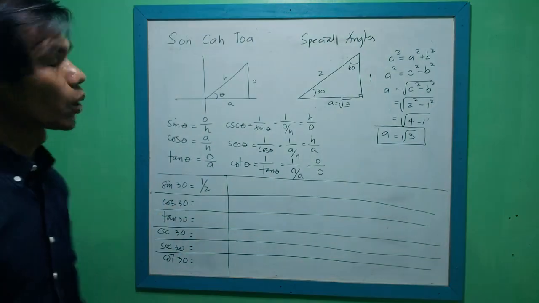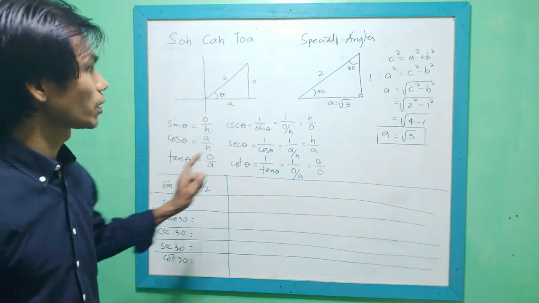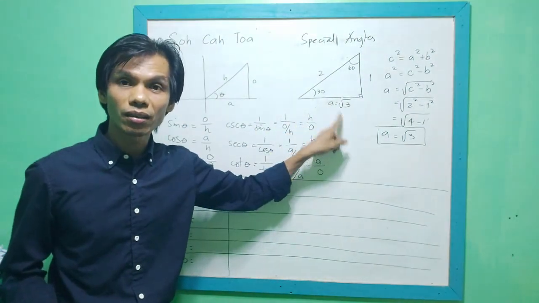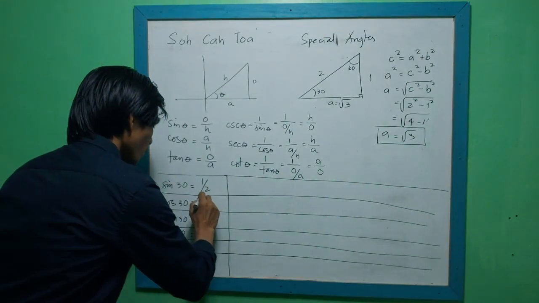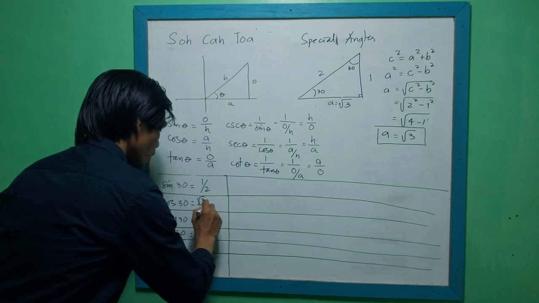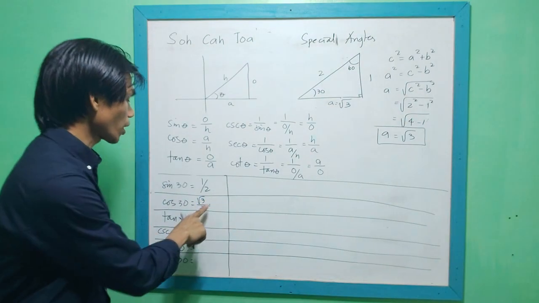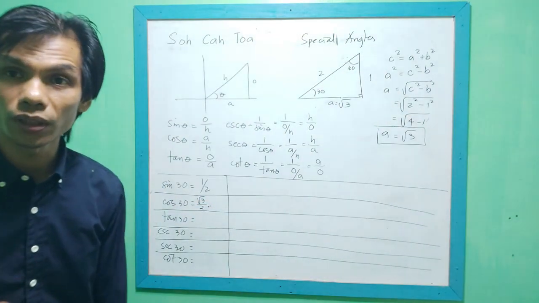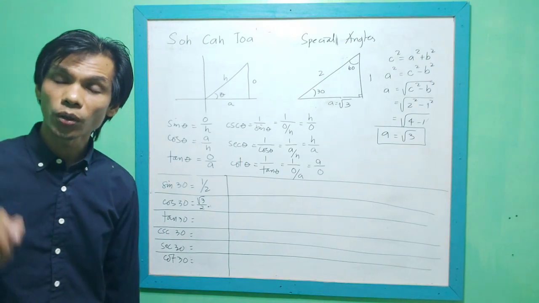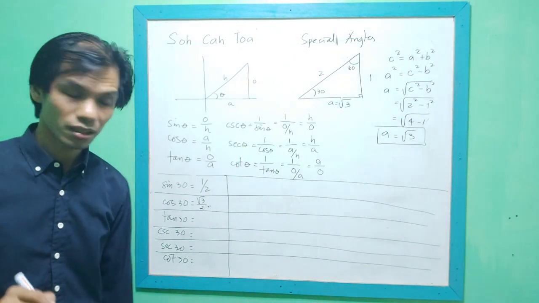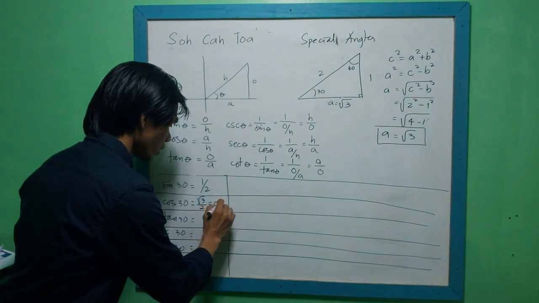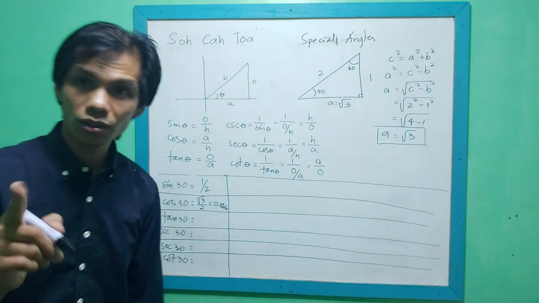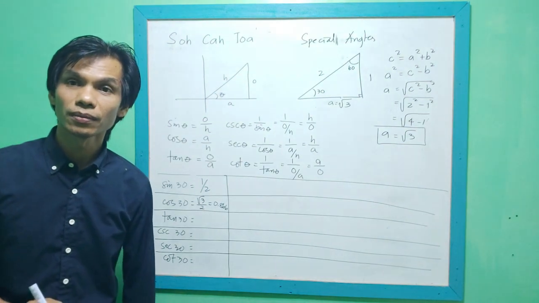Okay. Now, cosine 30. Ano yung cosine 30 mo? Titingnan mo dito. Adjacent over hypotenuse. That is square root of 3 over 2. Kung titingnan nyo sa calculator niyo, square root of 3 over 2 is 0.866. Ayan. So, 0.866 siya. O, sige, 0.866. Check nyo sa calculator ninyo.